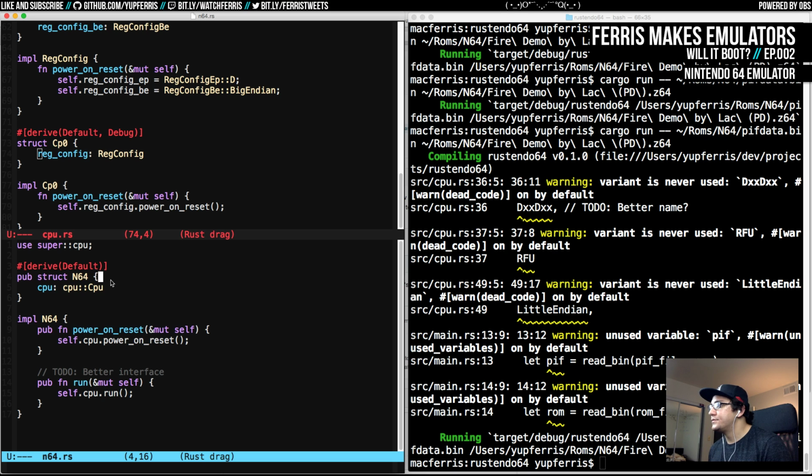Cool. So let's go ahead and look at the memory now, I guess. Yeah. So we're going to have the N64 own the CPU, and I think the CPU is going to end up owning the interconnect just because of the way the mutability and ownership stuff will work. And then the interconnect will own the RAM.